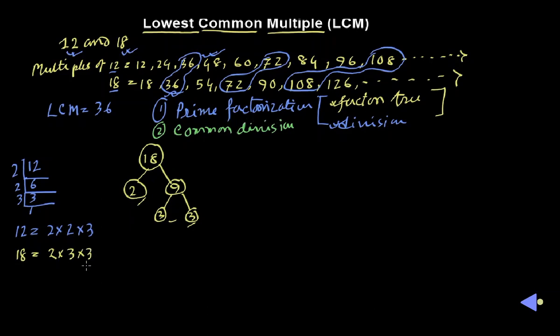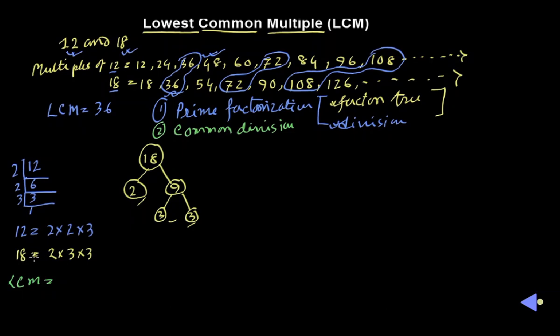Now we have to find the LCM of these numbers. How do we find the LCM? With the help of prime factorization. Here we are going to find the lowest common multiple with the factorization method. LCM means there are two methods, and you only have to follow one method.